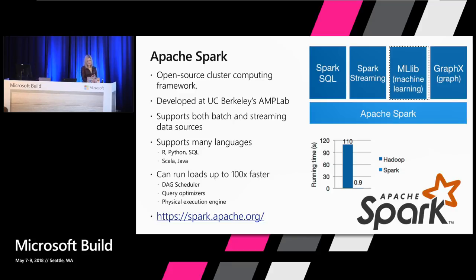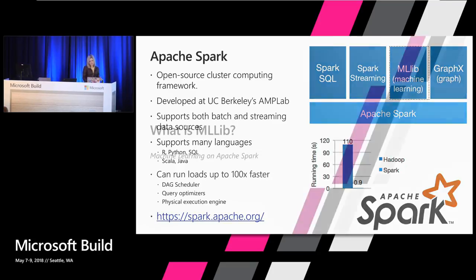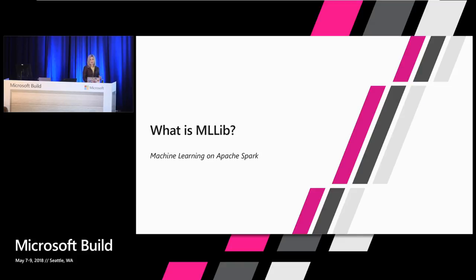And you can see that a lot comes in the box with Spark. You get Spark Streaming for streaming data. We saw a demo of that the first day with Cosmos DB. You get Spark SQL for querying. You get GraphX, and you also get this thing called MLlib. MLlib is machine learning on top of Apache Spark, but in a very straightforward manner.